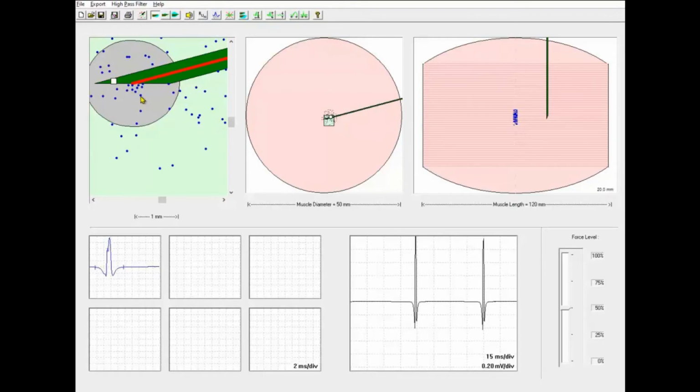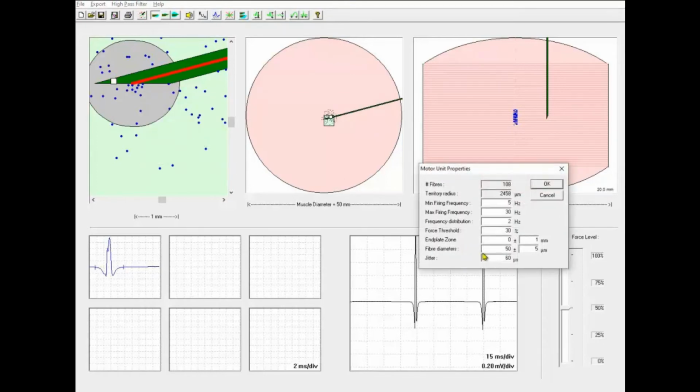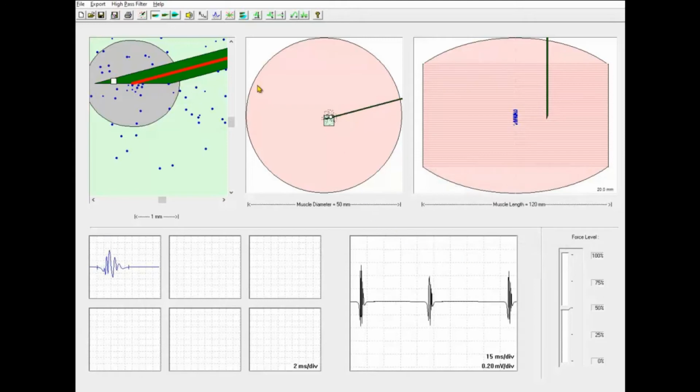One typical thing is that we have fiber diameter variation because some muscle fibers have become atrophic while waiting for reinnervation. So I introduce smallness of muscle fibers and particularly fiber diameter variation. And here you see the polyphasicity that occurs.